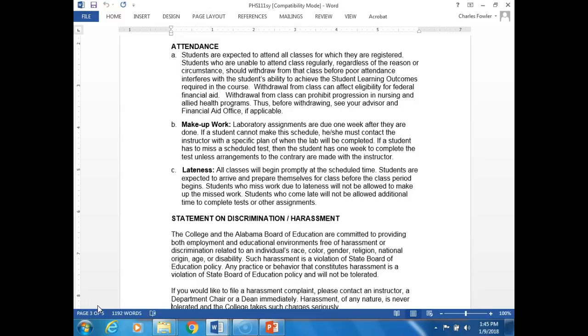Makeup work, okay? Now, the laboratory assignments are usually due 1 week after we're doing them in class. Now, there's two reasons for that.